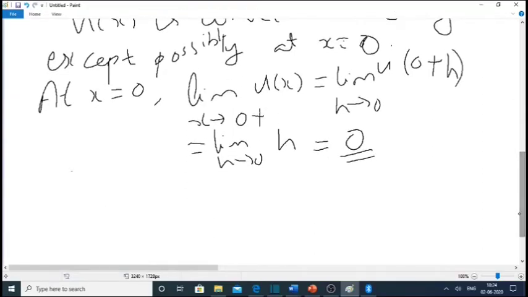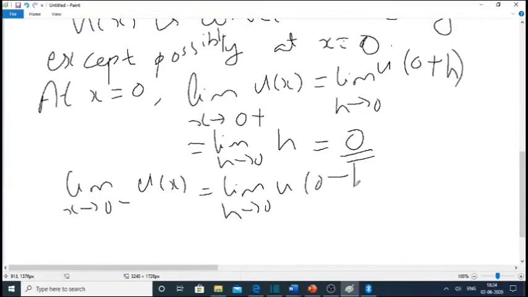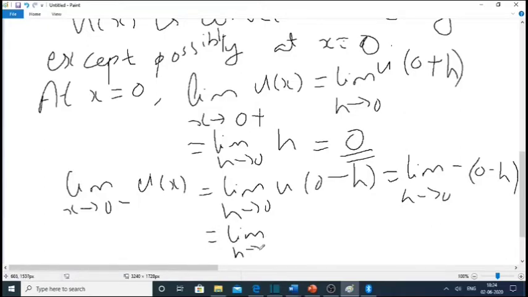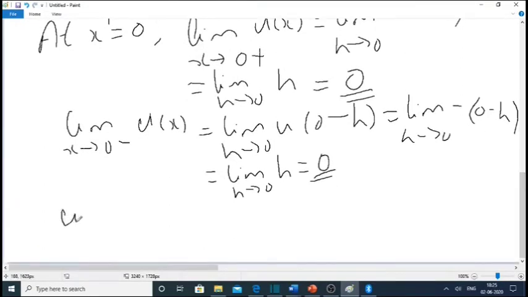Now the left hand limit, x tends to 0 minus, of u of x equal to limit h tends to 0 of u of 0 minus h. Substituting, mod x equal to minus x when x less than 0, so we get minus of 0 minus h, which is equal to limit h tends to 0 of h, which is equal to 0. So the right hand limit as x tends to 0 plus is equal to the left hand limit as x tends to 0 minus, which is equal to 0, which is equal to u of 0.